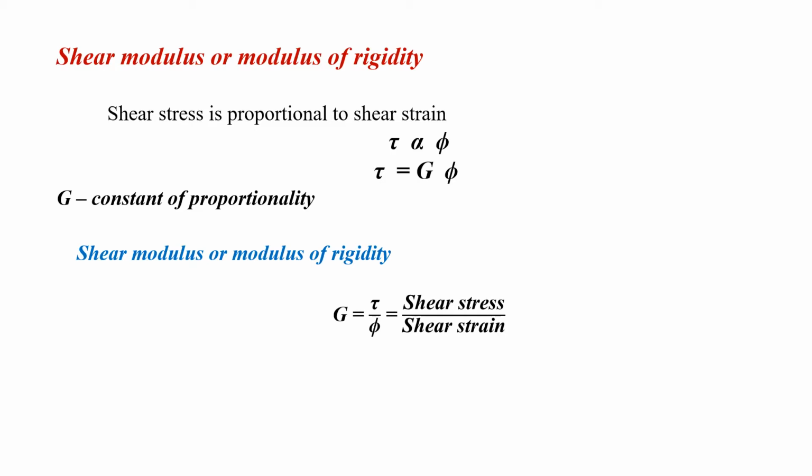So the shear strain is given by delta L by h. And now comes the elastic constant, shear modulus. Here the shear stress tau is proportional to the shear strain phi, and the constant of proportionality is G, which is the shear modulus or modulus of rigidity. We can define the shear modulus G as the ratio of shear stress to shear strain. That can be represented as tau by phi.